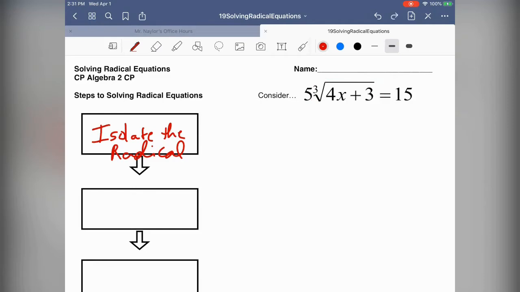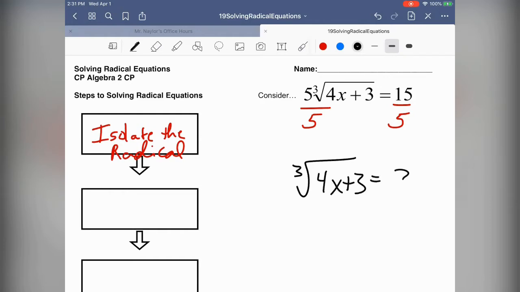They would be like the outer layer of our artichoke. And of course, it's the 5. And that 5 is being multiplied, so we want to do the inverse. We want to do the opposite. We want to divide by 5. Now, after you divide by 5, you get yourself to the next layer. The next layer being a cube root of 4x plus 3, now equaling 3.